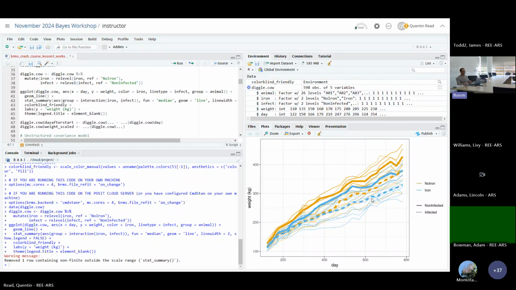And you can also see that the dotted lines, the infected cows, are doing more poorly than the cows that are not infected. Obviously, the dotted medians are lower than the solid. And maybe the medians for no iron are a bit higher than the ones with iron, orange versus blue. But it's not a huge difference.